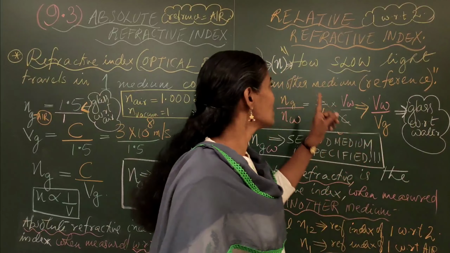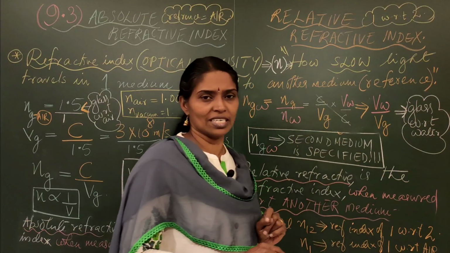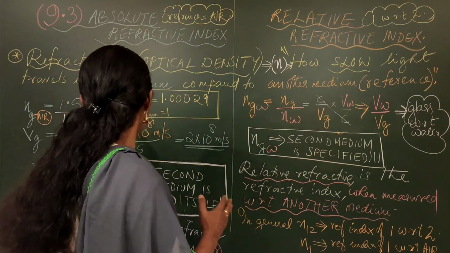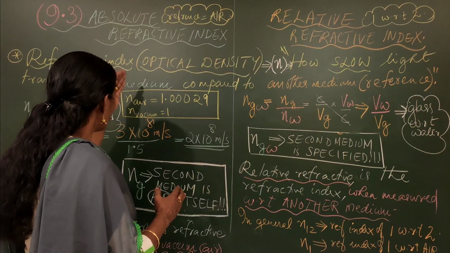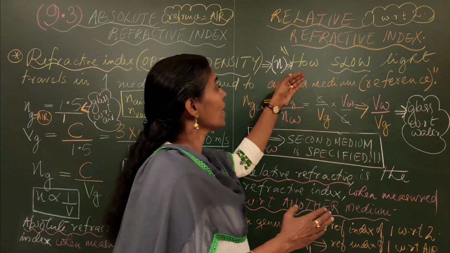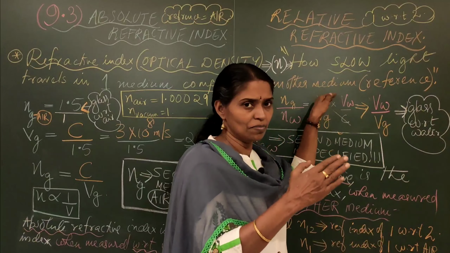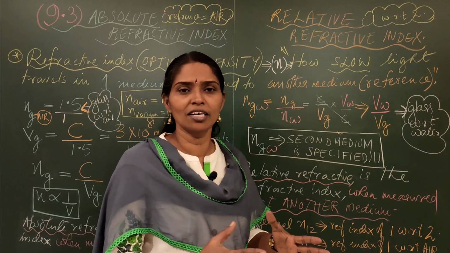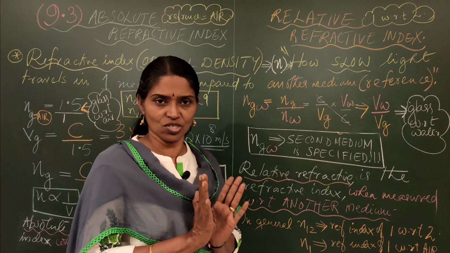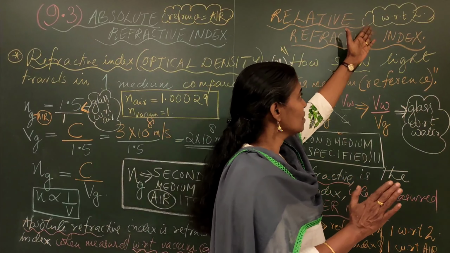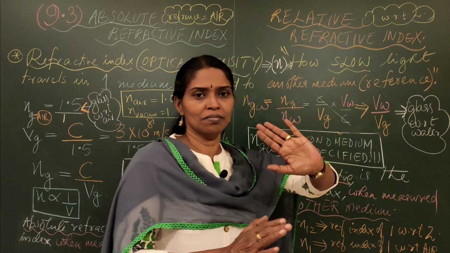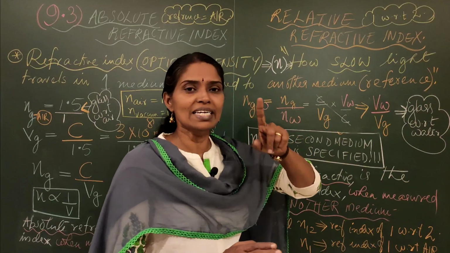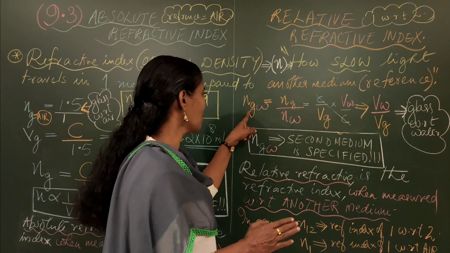Now the second term is relative refractive index. Here the very simple thing, just a correction. Here you can say when light travels in one medium compared to another medium, same thing, but it's not air. It can be any other medium other than air. That's all. So you have one medium with respect to another medium, not air or vacuum. Then you will say it by the term relative.